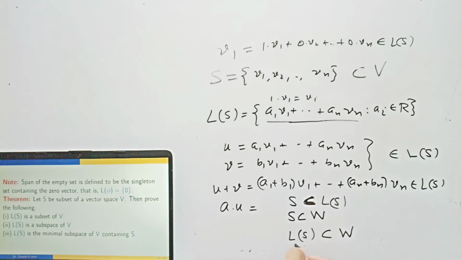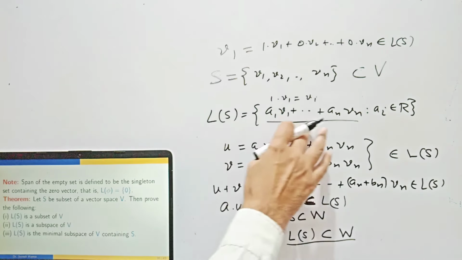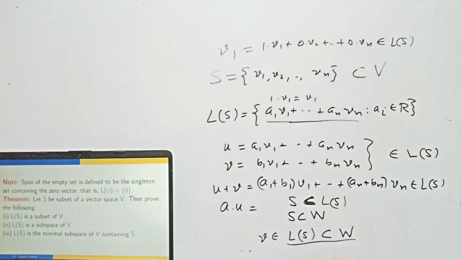So how to show this? Pick a member from this and show that it belongs to W. So it's very simple. If V is any member of Ls, then V should be a linear combination of members of S. And a linear combination of members of S goes to W. Why?